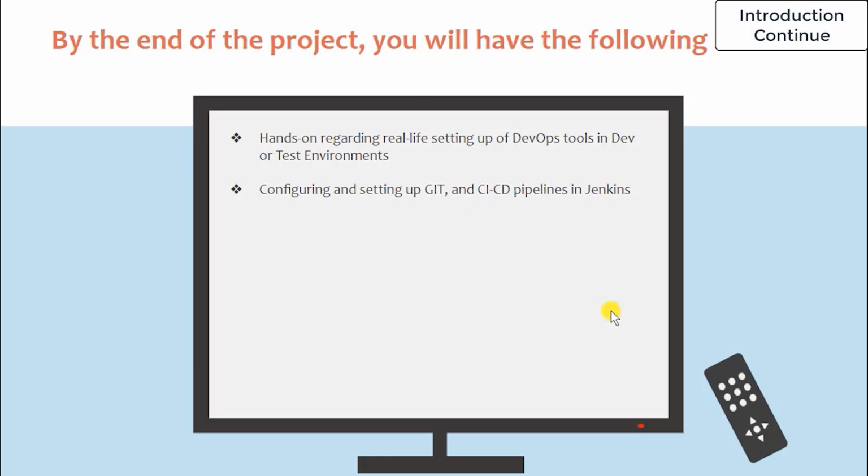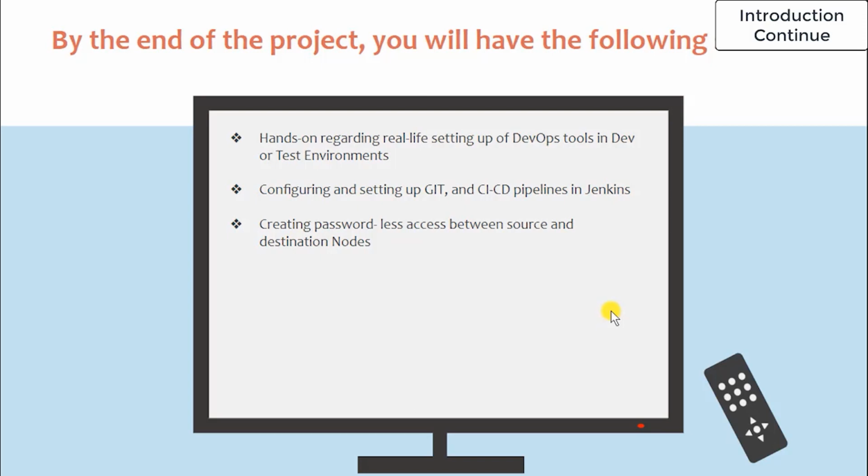Then after that, you will be setting up CI/CD pipelines in Jenkins for continuous integration and continuous deployment. You'll be installing Maven in Jenkins, and you'll be installing all the plugins which are required for your Jenkins to work.